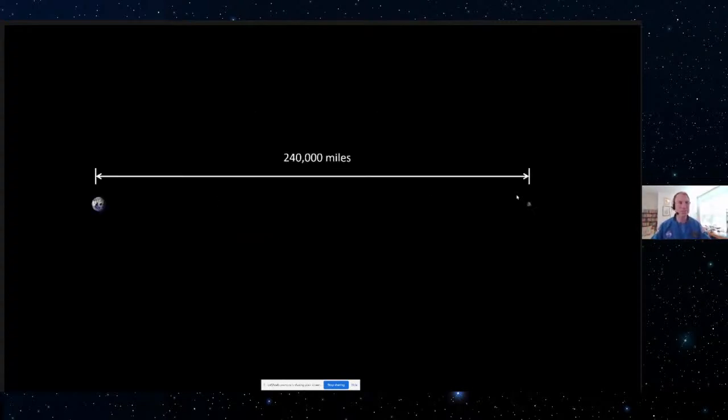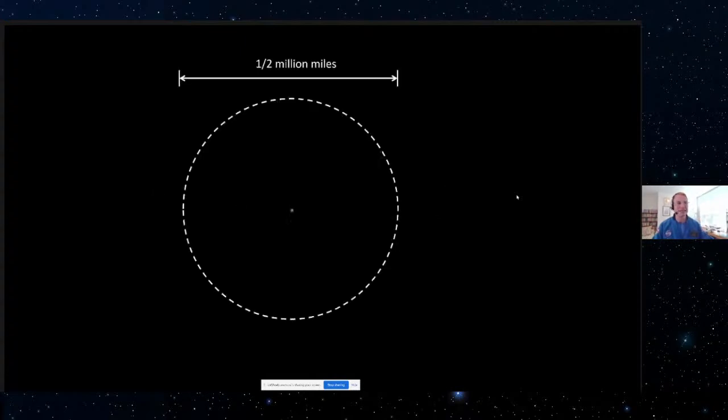Here's our picture of the Earth-Moon system to scale, 240,000 miles between the Earth and the moon. And we're going to zoom the camera out and out and out. And now it's getting kind of hard to see the moon. So I'm going to draw a circle. This dotted white line represents the orbit of the moon around the Earth. 240,000 miles in radius, about 500,000 miles in diameter.